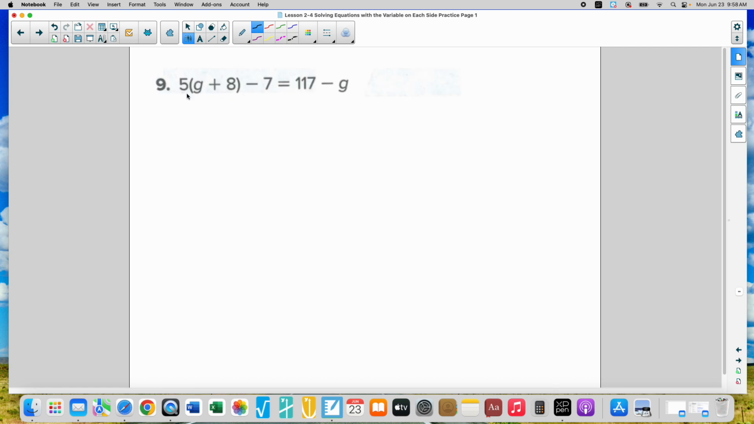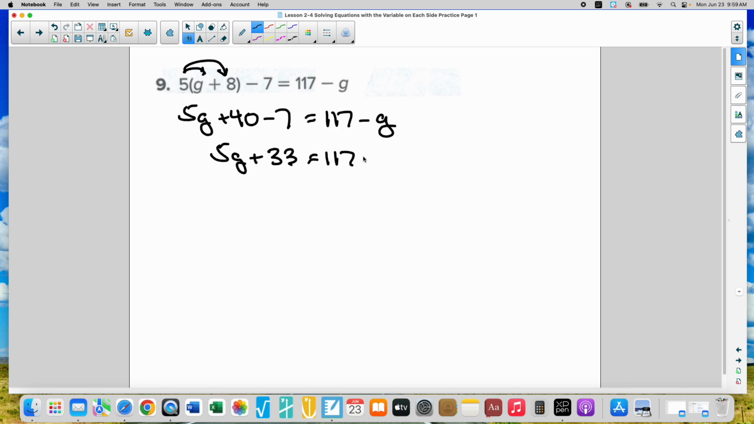So when we distribute, we have the parentheses. We're only going to distribute into the terms that are inside it. This -7 is not affected by it. So we have 5g plus 40 minus 7 equals 117 minus g. We always want to simplify before we start moving variables. Simplify completely. We can combine those. That's 5g plus 33 equals 117 minus g.